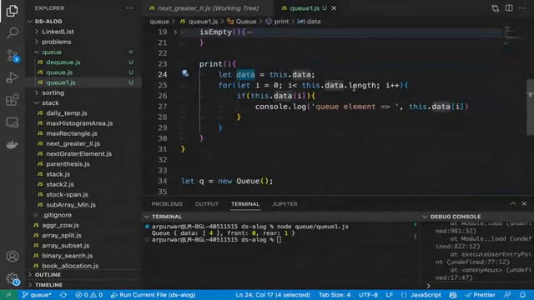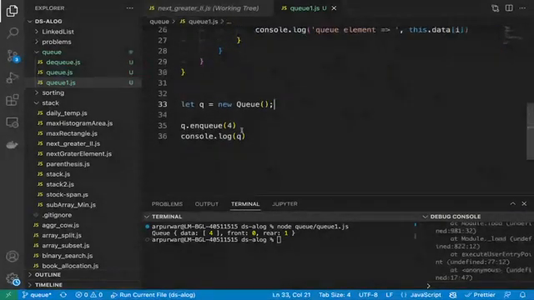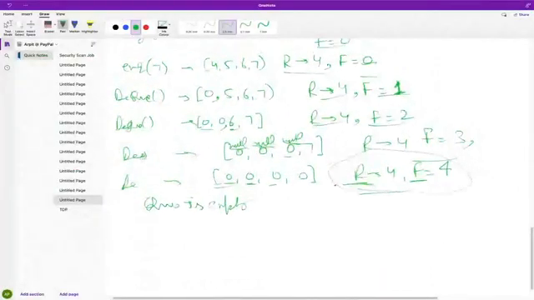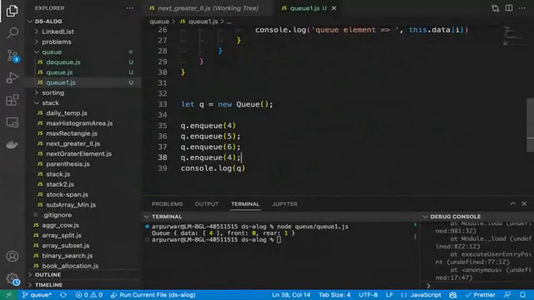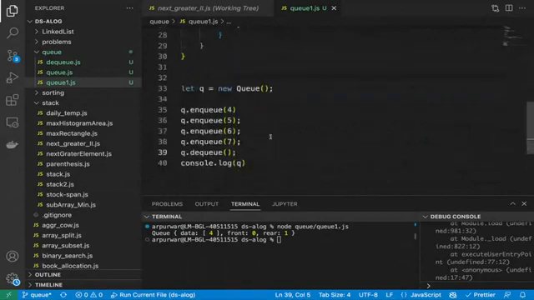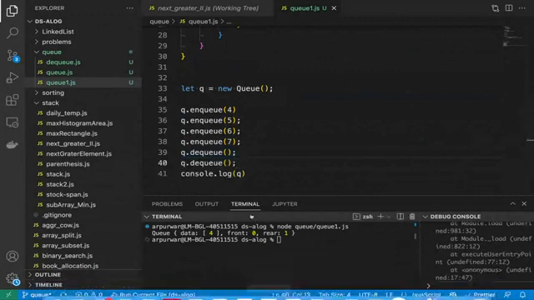Oh, I have not used data, I directly used this.data. Okay, that's fine. Okay, let's do some more NQ. Similar to this, let's see 4, 5. Do some more NQ: 5, 6, 7. Okay. Let's now do the DQ. Spelling is correct. DQ, yeah. Let's do one more DQ. Okay. Now let's see our Q.